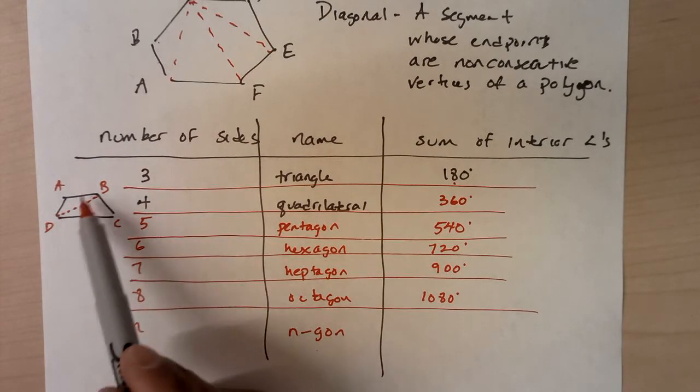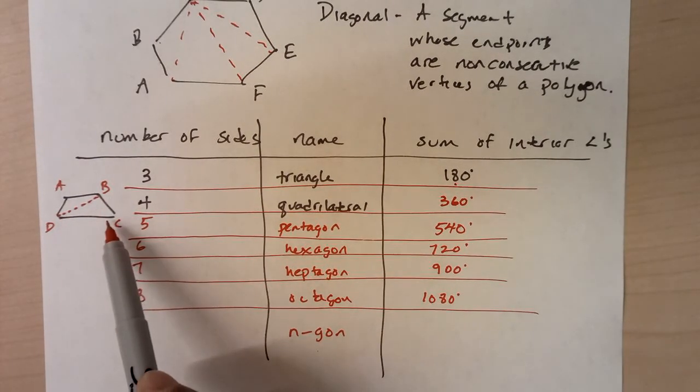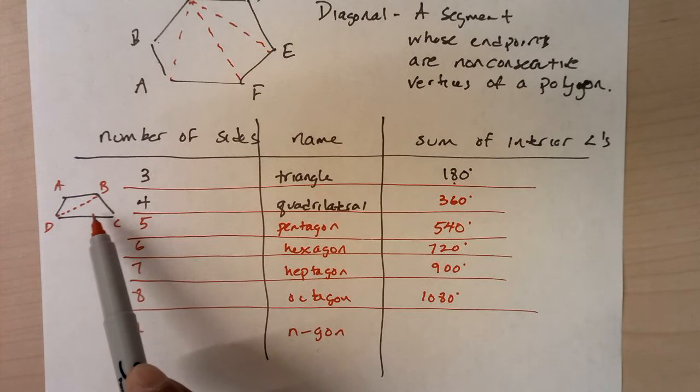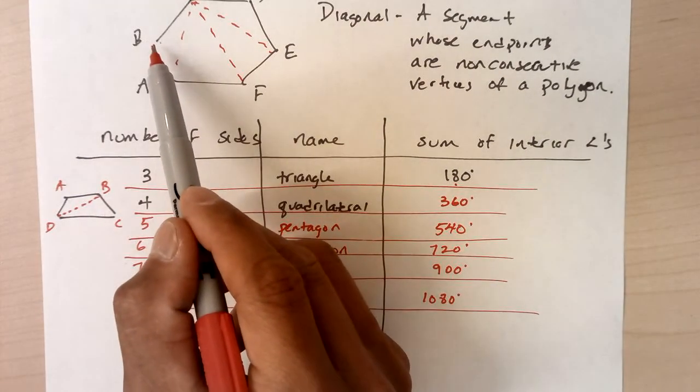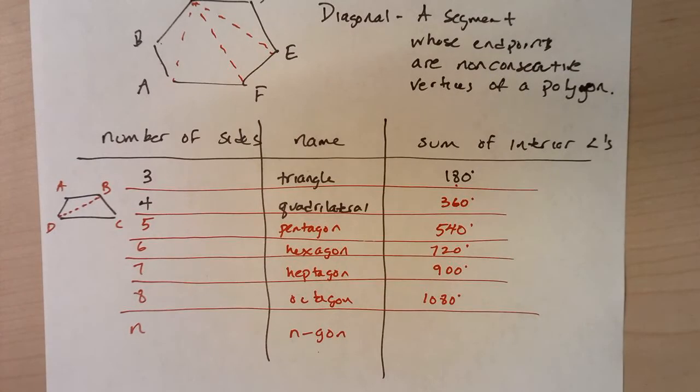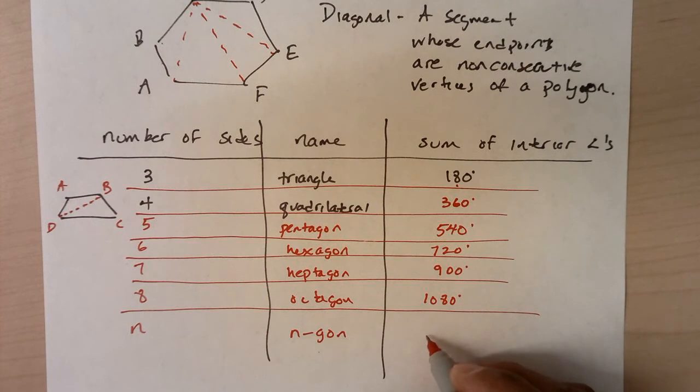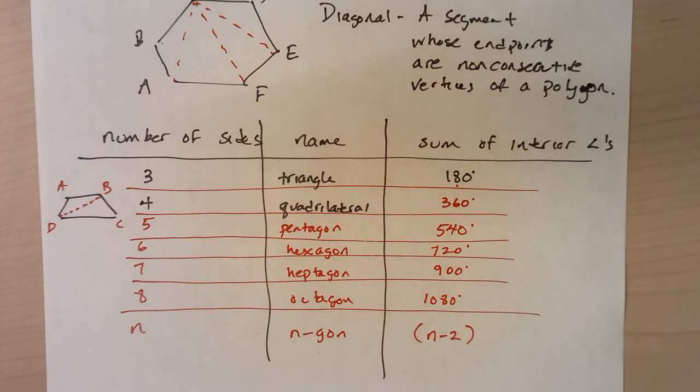Like this quadrilateral has 4 sides. I broke it up into 2 triangles. This hexagon here has 6 sides. I broke it up into 4 triangles. If I created an octagon, I could actually break it up into 6 triangles. So the number of sides of the polygon minus 2 would be the number of triangles in that polygon.